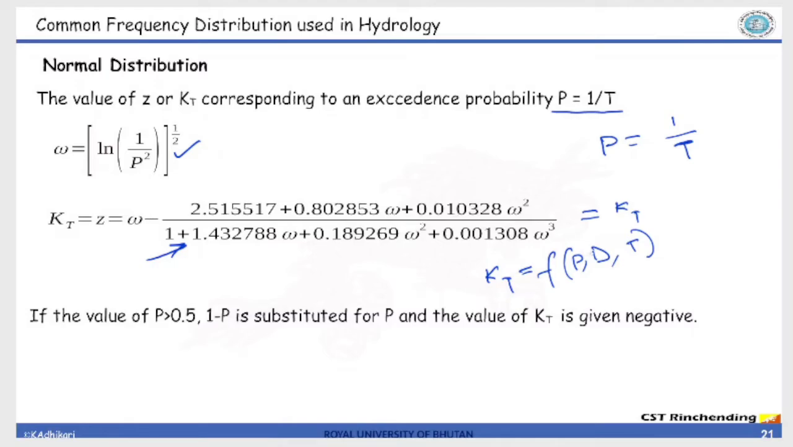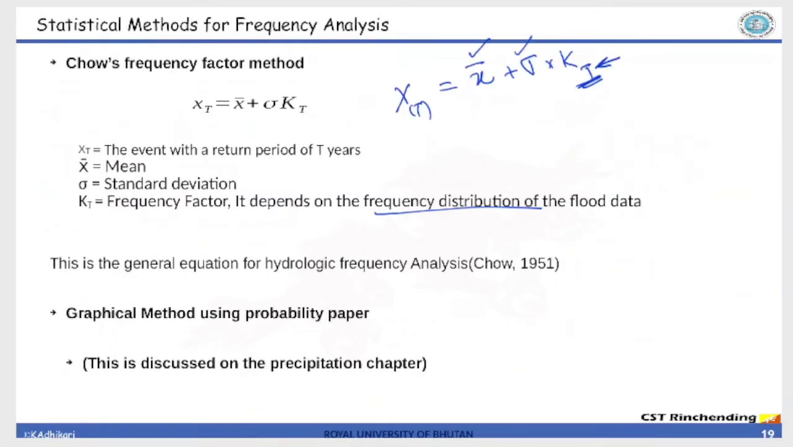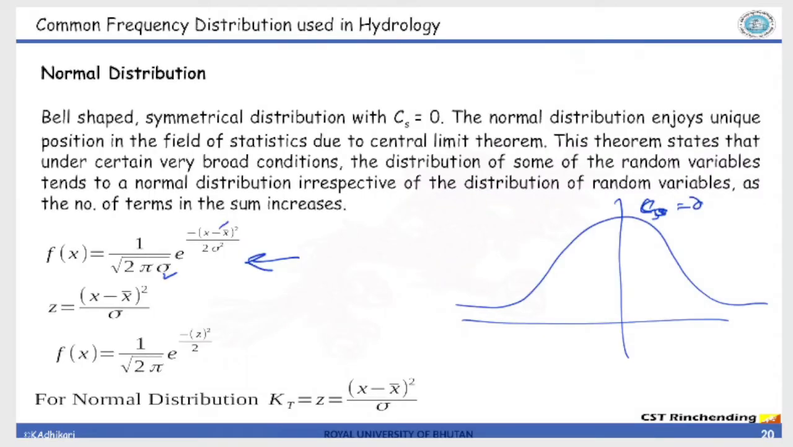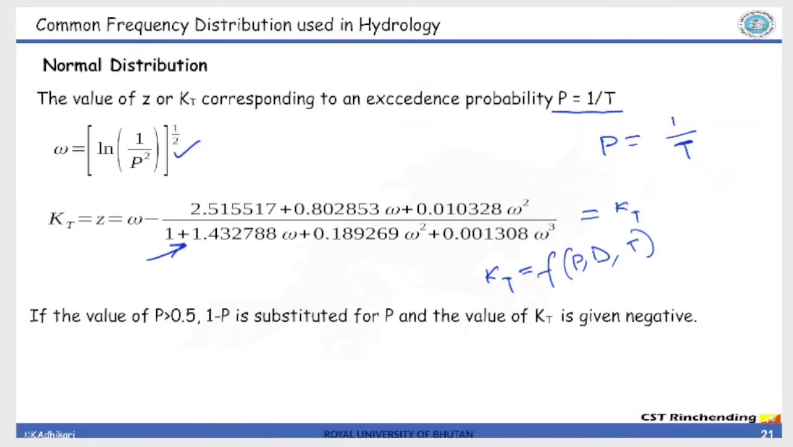Now, having this frequency factor, you simply plug it into the general hydrologic equation. So where is that equation? This is the equation, the frequency factor method. You just plug in the value here and then you can calculate the peak discharge. One more thing we need to understand is that I am giving an analytical solution of KT.